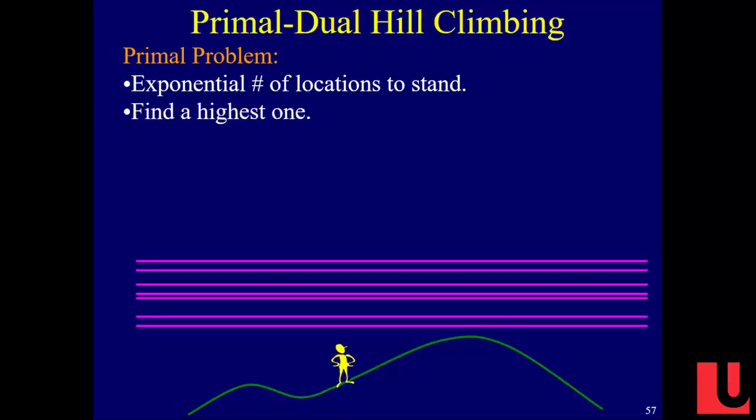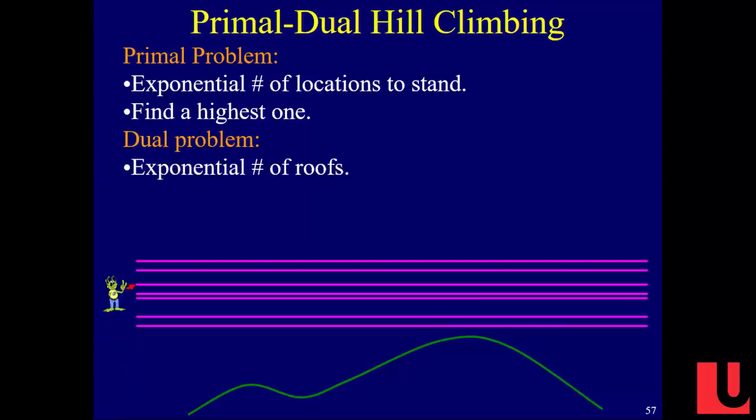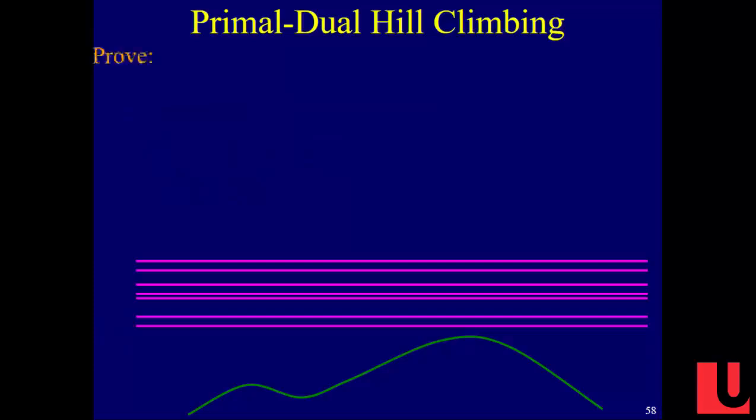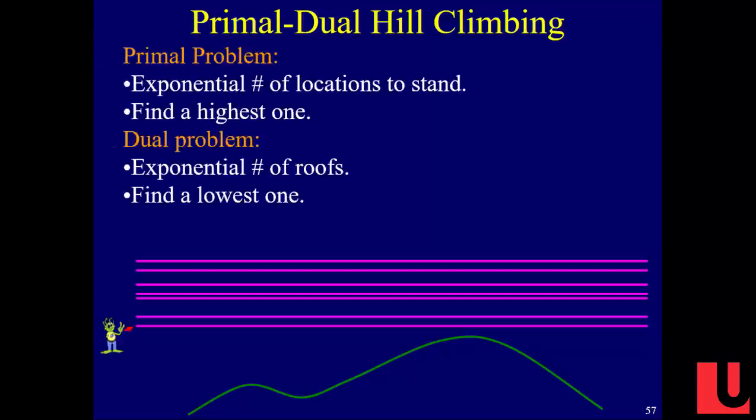And of course, there are an exponential number of places to stand. And what is our goal? Our goal is to find the highest place to stand. Right? Everybody got that? It's because we're doing hill climbing. We're looking for a high place to stand. Well, the dual problem is that because the air is so bad on Mars, we've built an exponential number of roofs over Mars, and a solution is one of the roofs. And our goal is to find the lowest roof. All right? So that's the dual problem, right? So the primal problem is to find the highest place to stand, and the dual problem is to find the lowest roof, right?